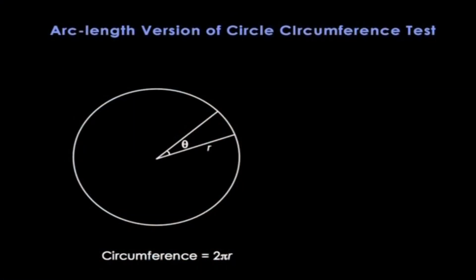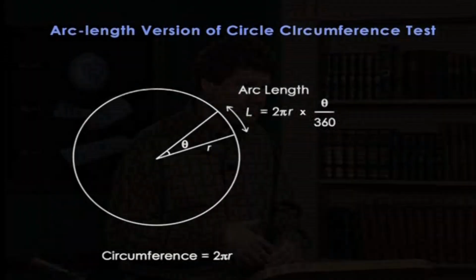Now, actually, we don't need to use the full circle, just a small slice will do. The arc length is just the circumference multiplied by this fraction, theta, over 360. So if you know the arc length, L, and the radius, r, and the angle, theta, then you can measure the curvature of the space. Of course, the bigger the radius, the better. And you can't do better than from here to the microwave background. That's literally as far as you can see.